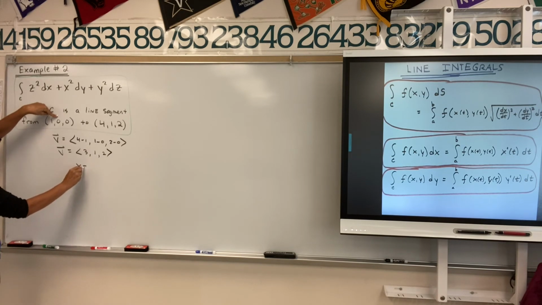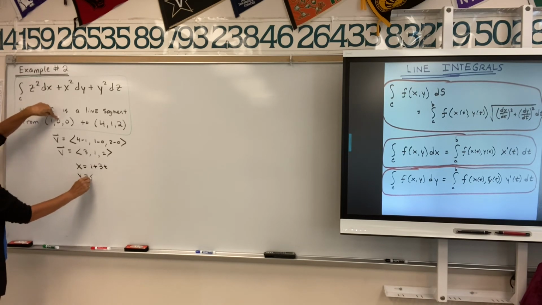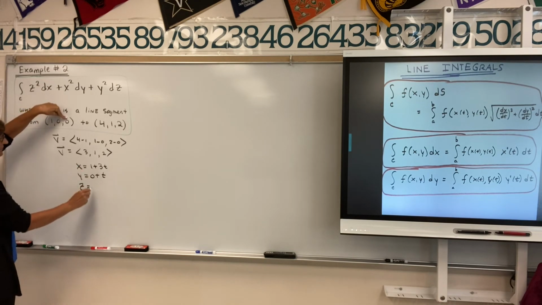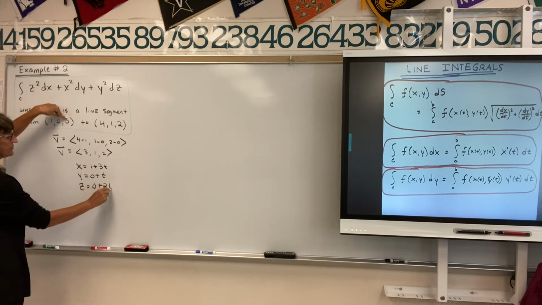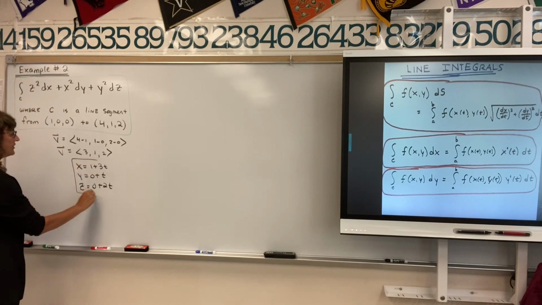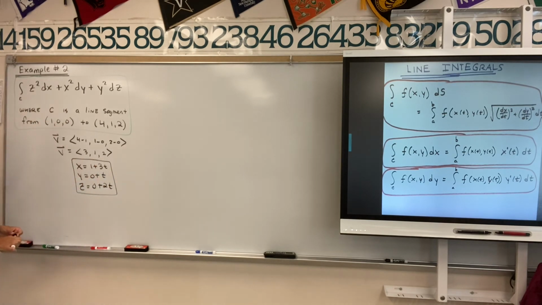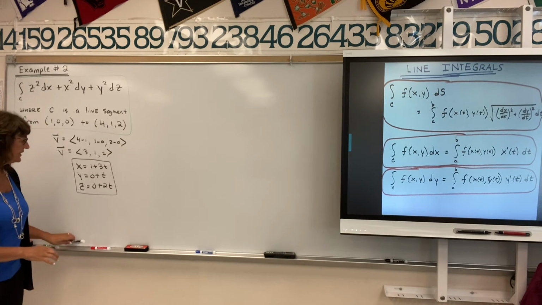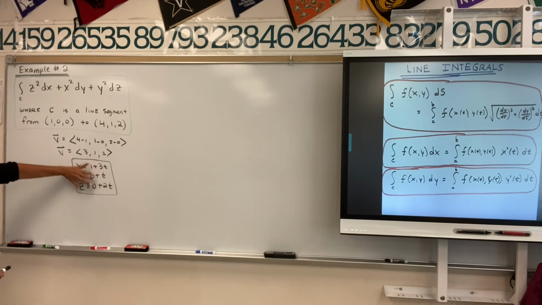So x is going to be 1 plus 3t. y is going to equal 0 plus 1 times t. I don't have to write the 0 there, but I did. And then z is going to be 0 plus 2 times t. So here's your parametric form of the equation of your line.